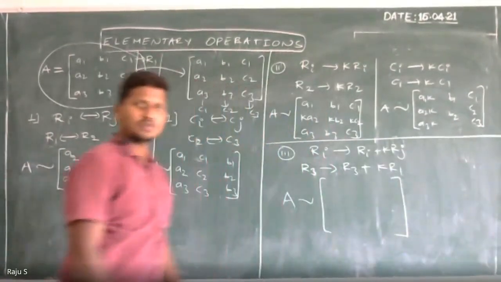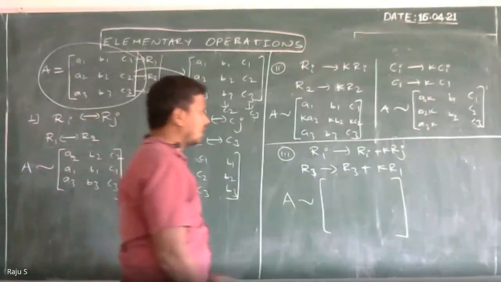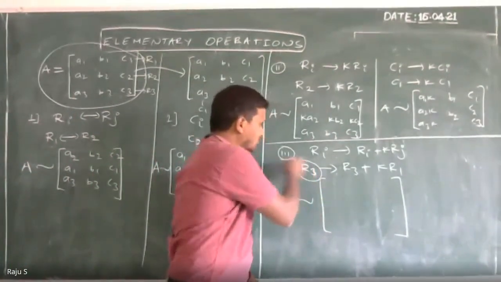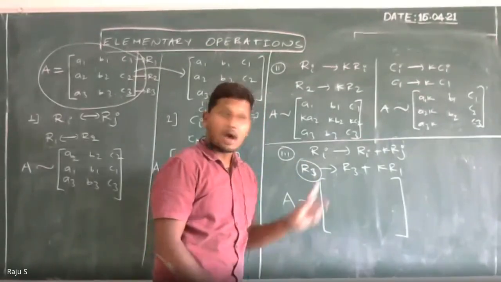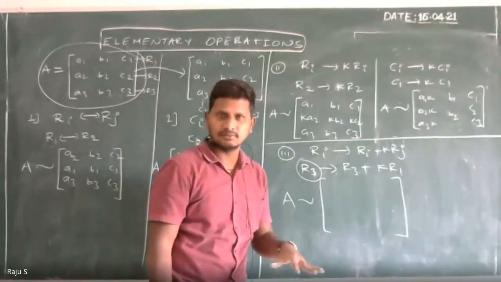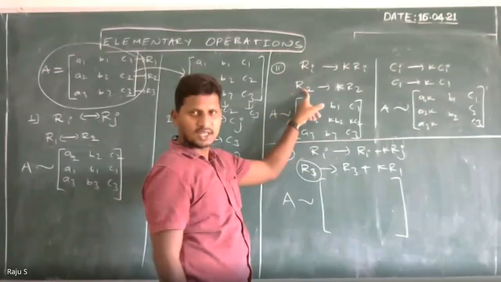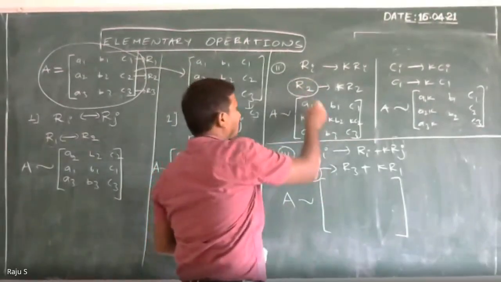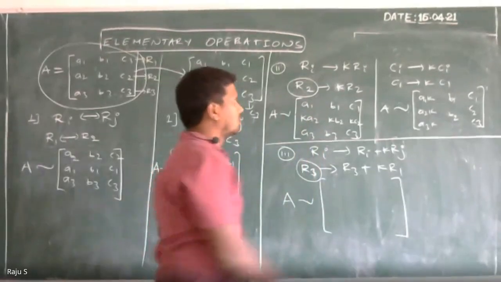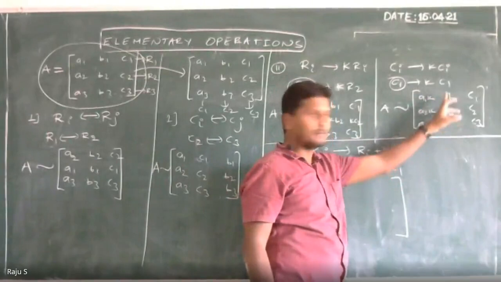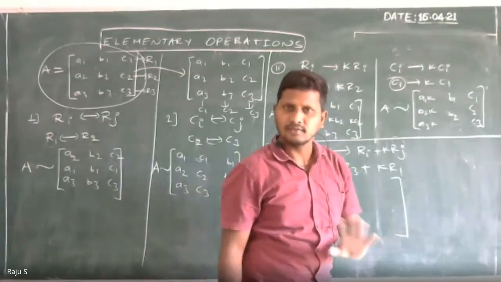Then A is equivalent to what? Here, what remains the same? Just observe the left side: only the R3 value will be changed. Here, what value will change? R2 alone changes, remaining R1, R3 stay the same. And what about here? C1 alone changes, remaining C2, C3 remain the same.